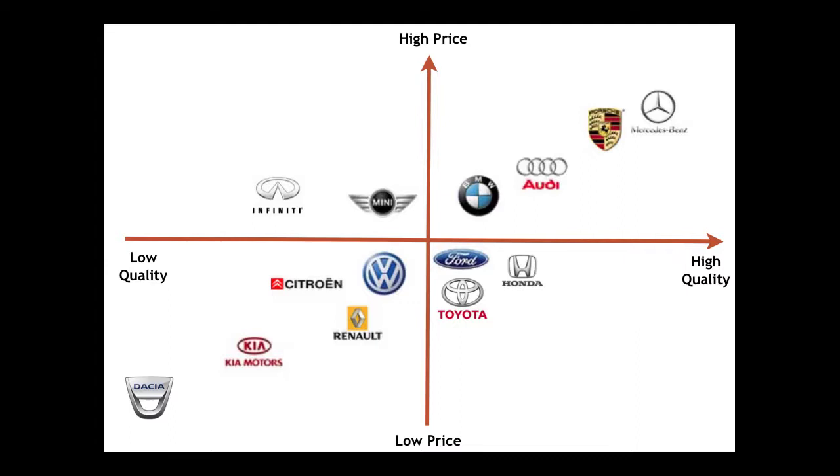So the first example you're going to see is for cars, and there's a positioning tree based on the purchase attributes, things that are important to customers, based on quality and price. So take a second and look at this positioning tree for cars.